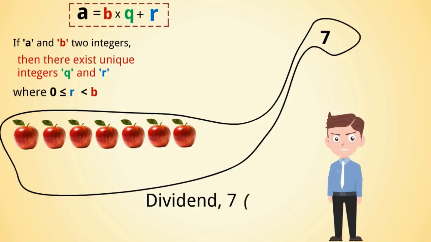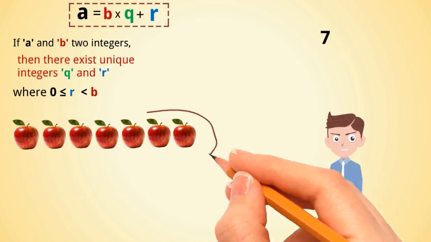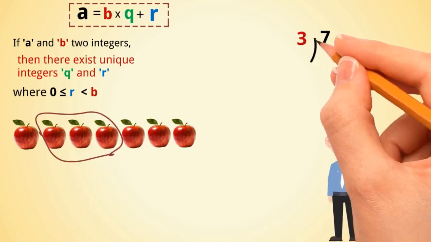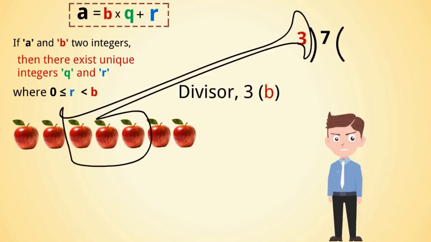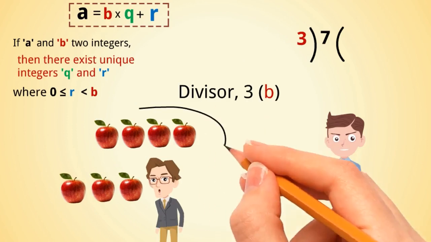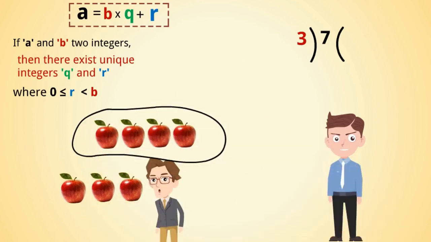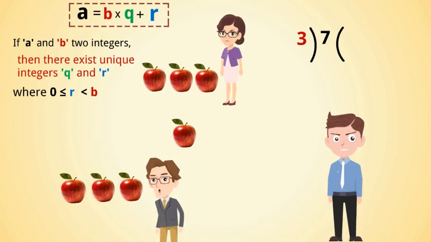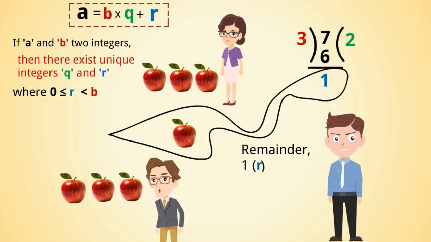So 7 is the dividend, which we have considered as A. Now we will divide the apples in such a way that each person will get 3 apples. So this 3 is the divisor, which we have considered as B. So we have given 3 apples to Mr. A and he is very happy. 4 apples will be left. Now another 3 apples we will give to a lady and she is very happy with these 3 apples. Total 6 apples we have given. So 3 multiplied by 2 is equal to 6. This 1 apple is remaining. So this is the remainder.